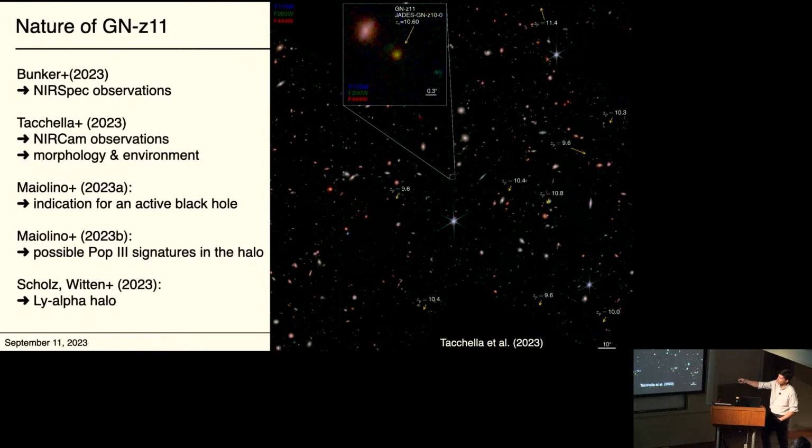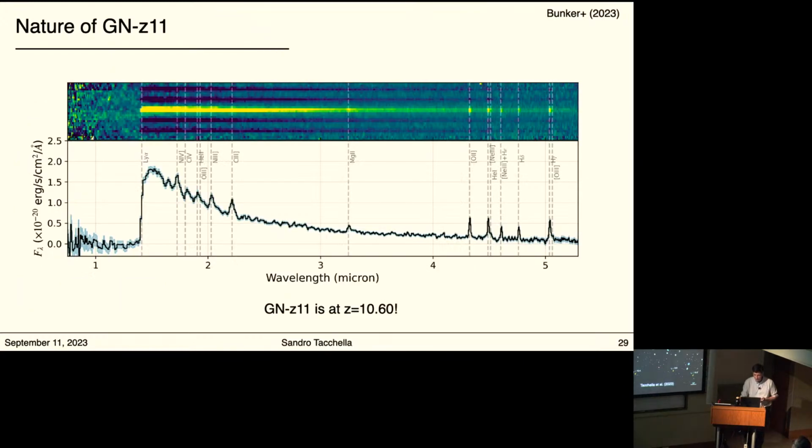And I've actually written a suite of papers. In particular, it seems like most of the first authors here are all in the UK. I don't know, but it's an interesting object to understand from the environment perspective, from the morphology perspective, from the emission line ratios that we'll see, and also possible population 3 signatures in the halo. So I'll focus on a few of these aspects.